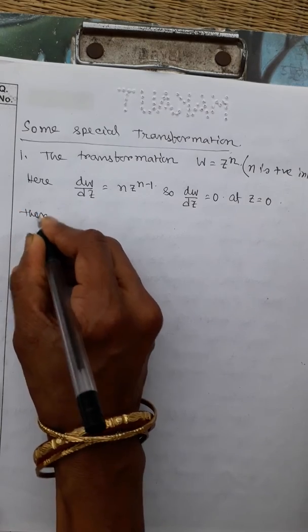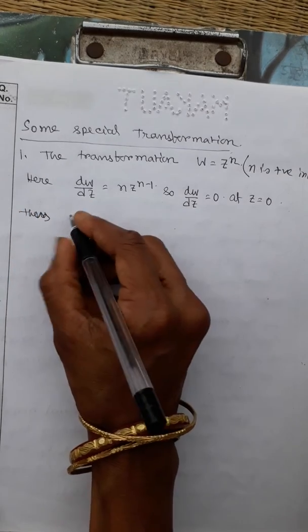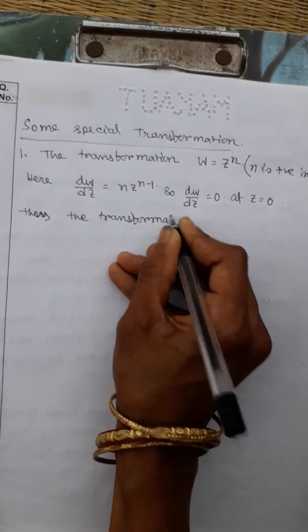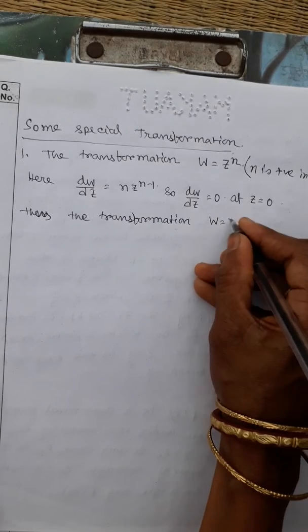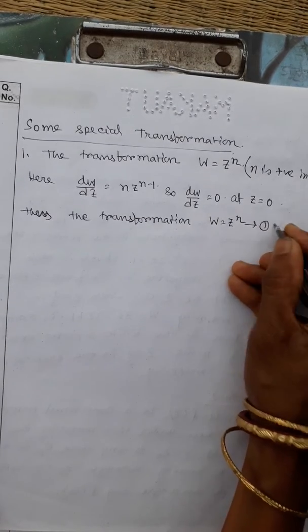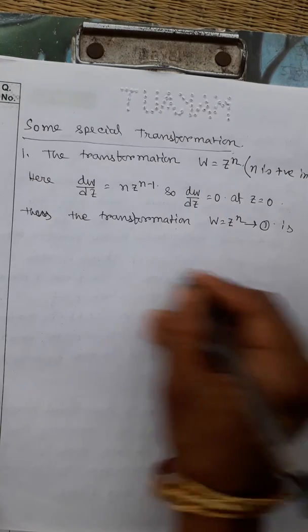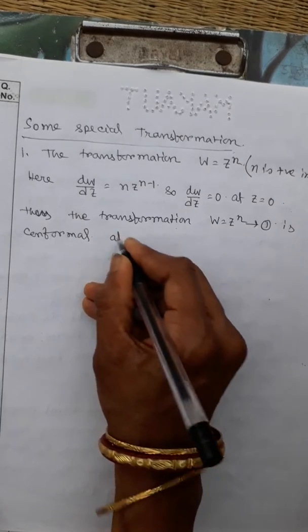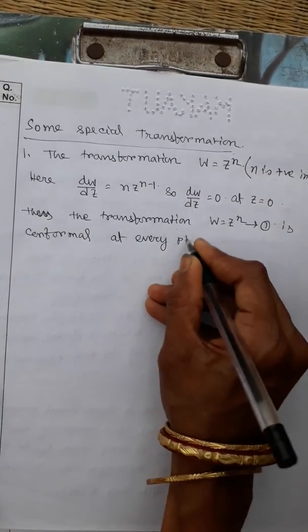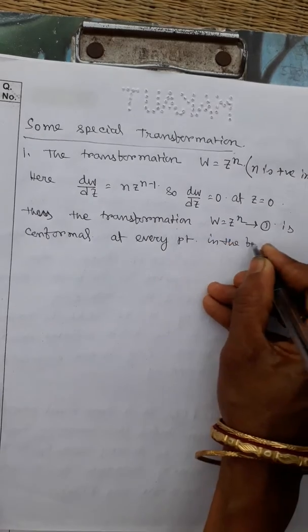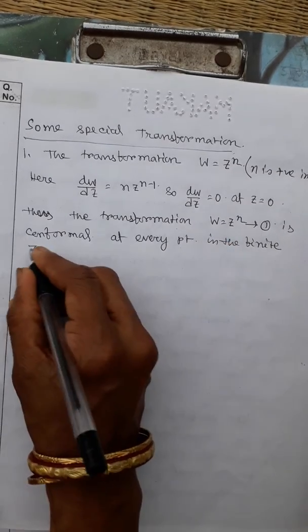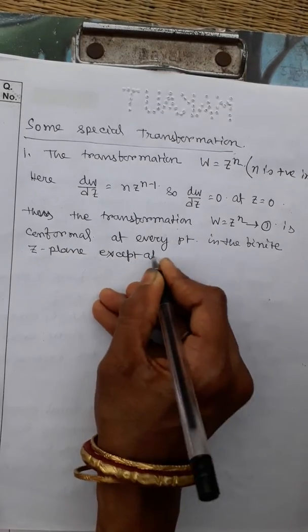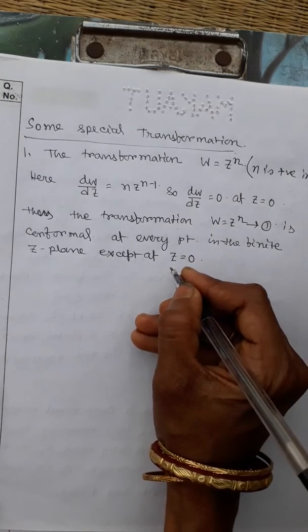Thus, the transformation w = z^n is conformal at every point in the finite z plane except at z = 0.